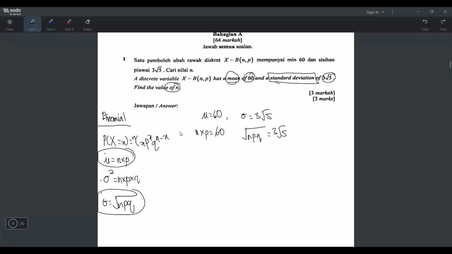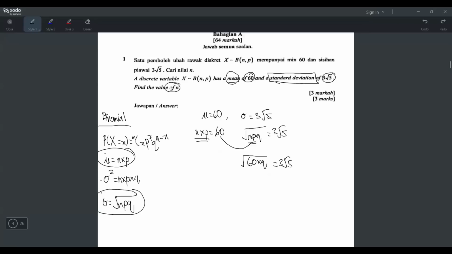It's very easy. First of all, you can see that this is n times p. And if you notice here, this is also n times p. Actually, this is n times p times q. But if you write times here, you realize that in n times p times q, this part is n times p. So actually you can substitute this inside here. So it becomes square root of 60 times q, equals 3 square root 5. You substitute the whole thing, n times p is 60. Now you can find q.